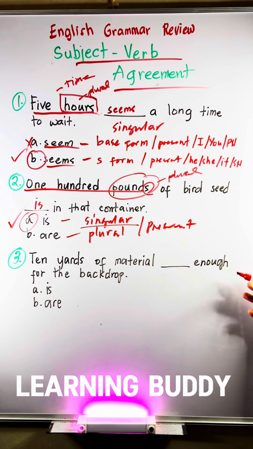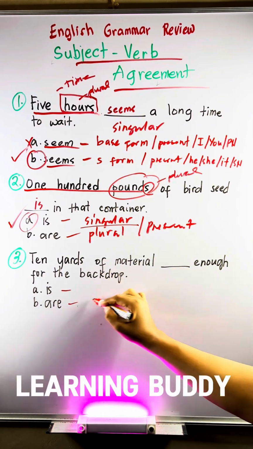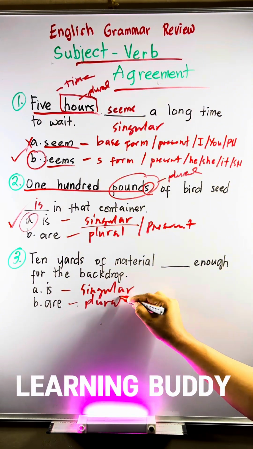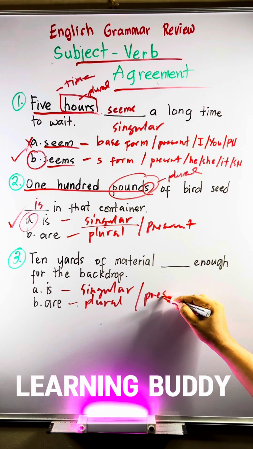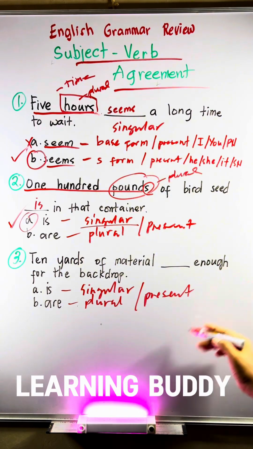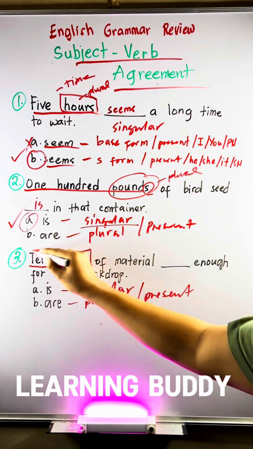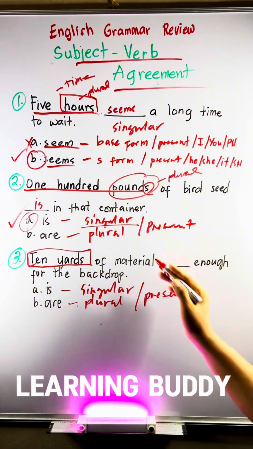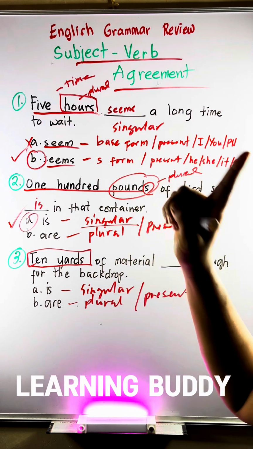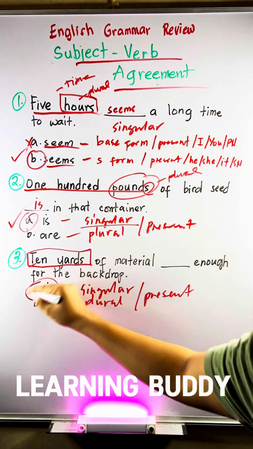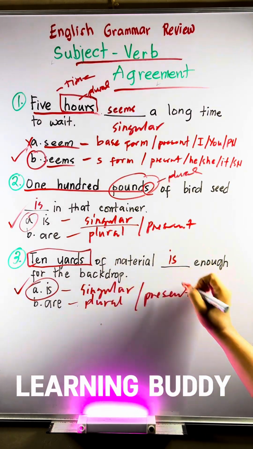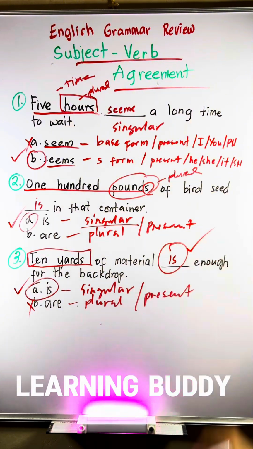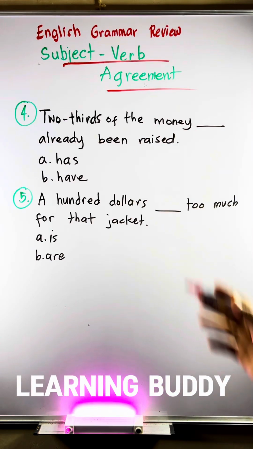Number 3, 10 yards of material blank enough for the backdrop. Is it A, is, B, are? Again, is is singular, are is plural. They're both used in present simple tense or present tenses. 10 yards seems to be plural in form. But again, just like what the rule says, words of amount and time as subjects, words that refer to amounts are always singular. Use is. 10 yards of material is enough for the backdrop. Let's proceed to number 4.